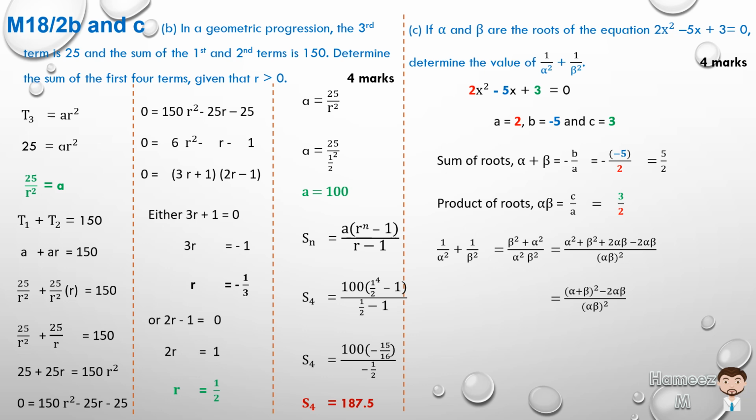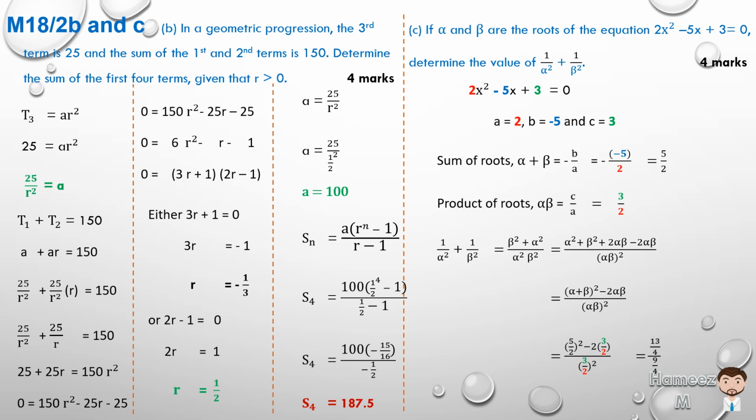So alpha plus beta is the sum of the roots and alpha beta is the product of the roots, which we've worked out above. So we can substitute, and that will give us 5 on 2 squared minus 2 times, what is the product of the roots? 3 over 2, all over 3 over 2 squared. And 5 on 2 squared is 25 on 4, minus 2 times 3 on 2 is 3.